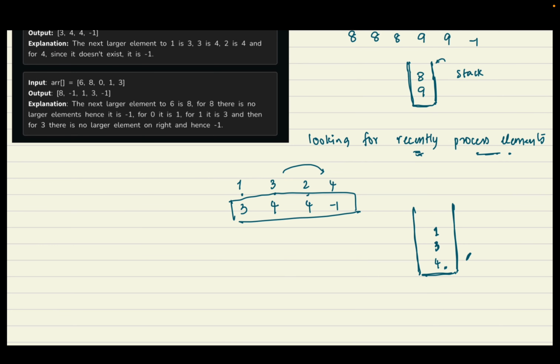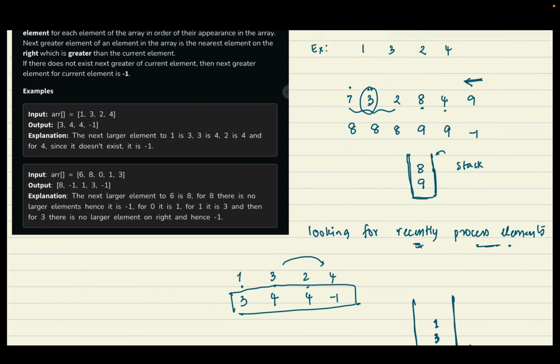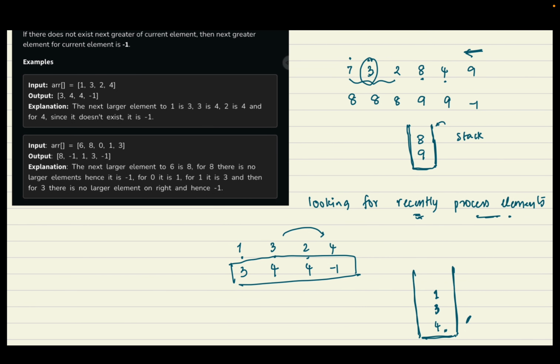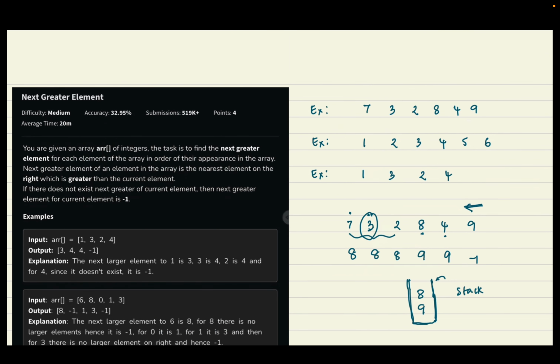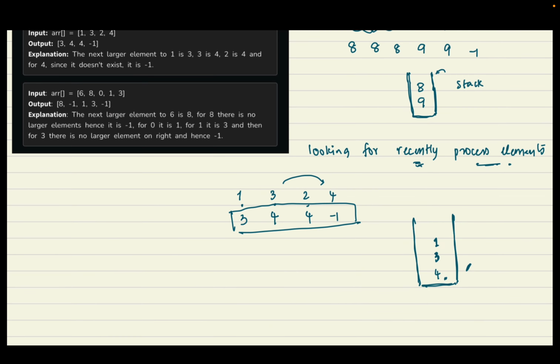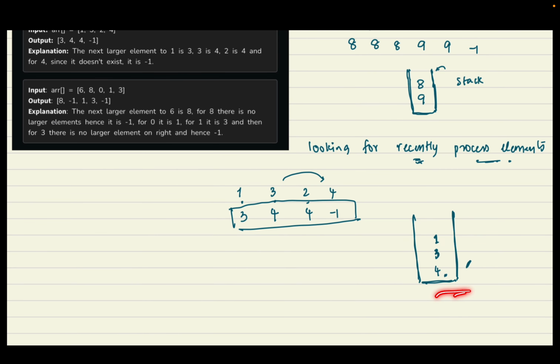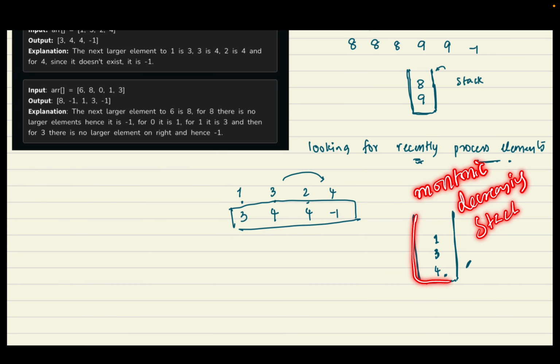Okay, I hope you got the intuition. The idea is to traverse from right to left and keep track of the recently processed elements in a stack. If you see, the stack is growing in a specific manner. At any given point, the stack contains elements in decreasing order. From bottom to top, the elements are in decreasing order, so this is basically a monotonic decreasing stack.